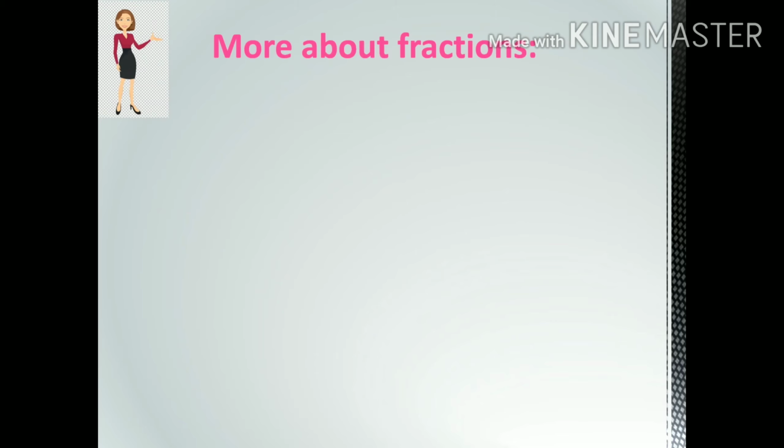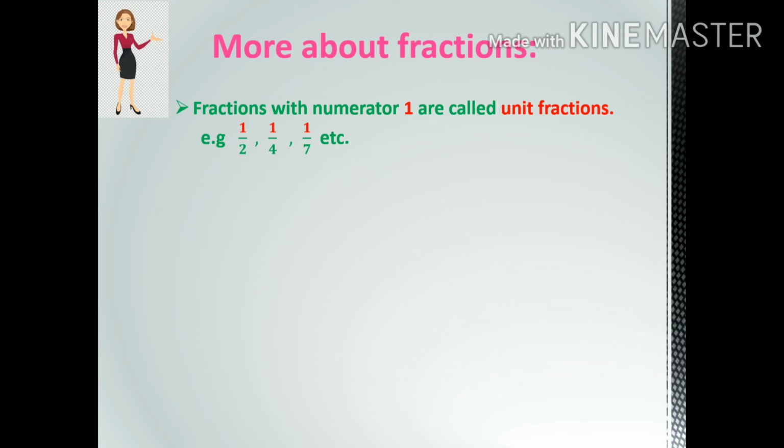Let's learn more about fractions. Fractions with numerator 1 are called unit fractions. For example, 1 upon 2, 1 upon 4, 1 upon 7, etc. Here, in all the fractions, the numerator is 1. So, we call them unit fractions.